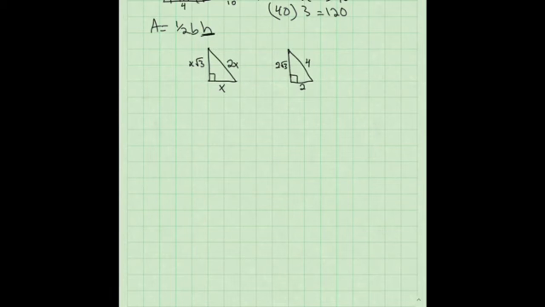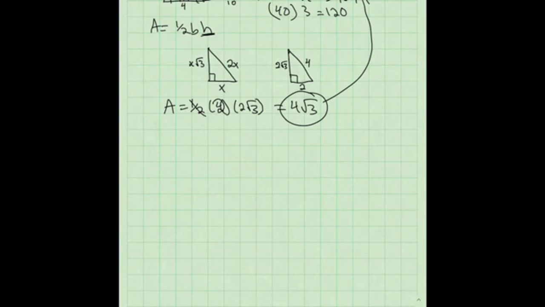So now that we have the height, we can find the area. A equals 1/2, base is 4, height is 2 root 3. If we simplify that, this cancels out and this becomes a 2, so 4 root 3. Now we can plug this in because remember this is just the area of one of the faces, but we need 2 of the faces to find total surface area. So, 120, which is the area of the rectangles, plus 2 times 4 root 3, equals 120 plus 8 root 3.